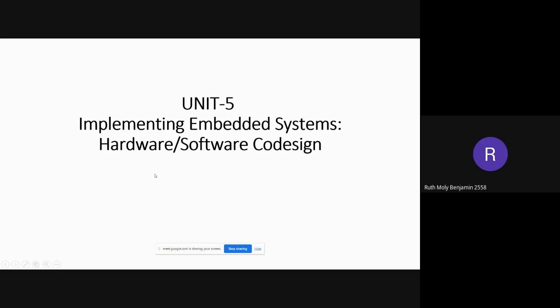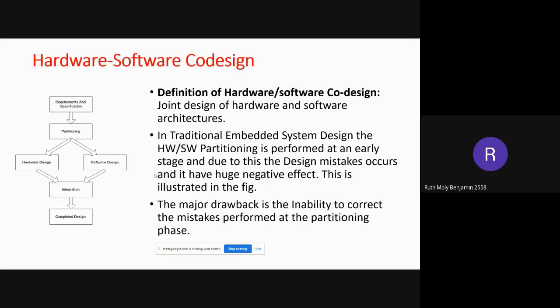Okay, so in the previous class, we started on module 5, that is implementing the embedded system. In modules 4 and 3, we had learned about the embedded system software as well as the hardware. And in this module, we'll be learning about the implementation of this embedded system, that is the hardware as well as the software. So, in the previous class, I had told you this one thing, that is, what do you mean by hardware software co-design?